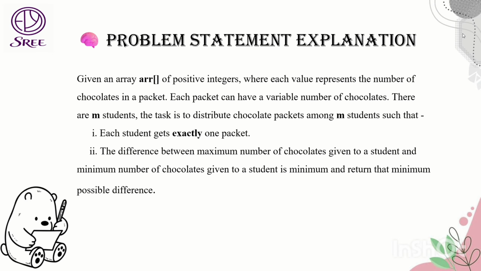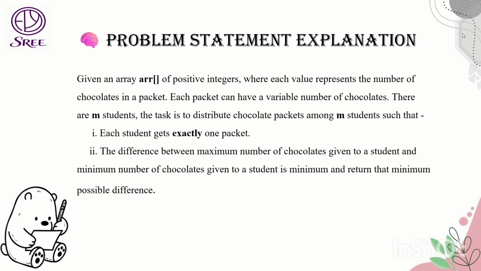So coming to the problem statement, we are given an array of positive integers where each element represents the number of chocolates in a packet. We are also given m, which is the number of students, and our task is to distribute exactly one packet to each student such that the difference between the maximum chocolates and the minimum chocolates is as small as possible. So, in simple words, we want to distribute the chocolates fairly so that no student gets too many or too few chocolates compared to others.